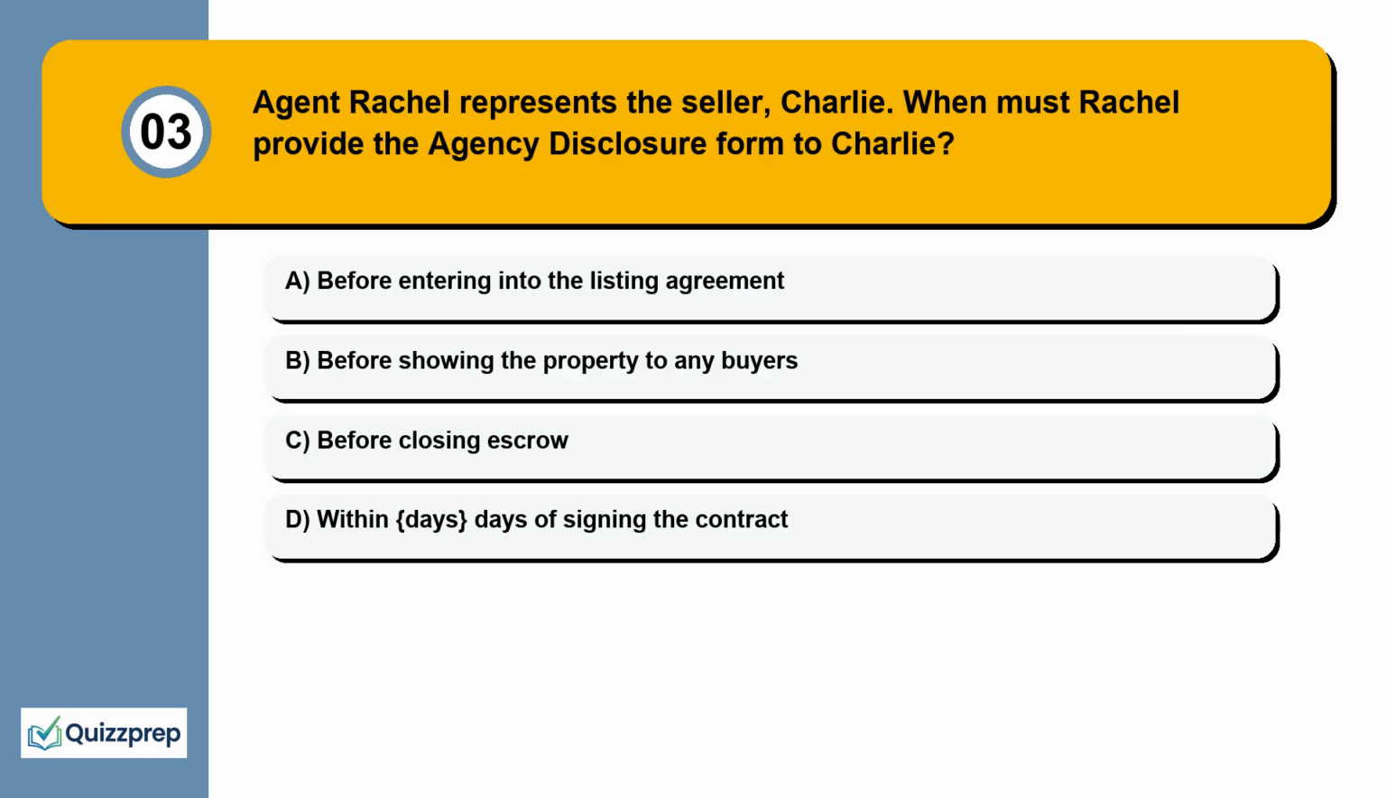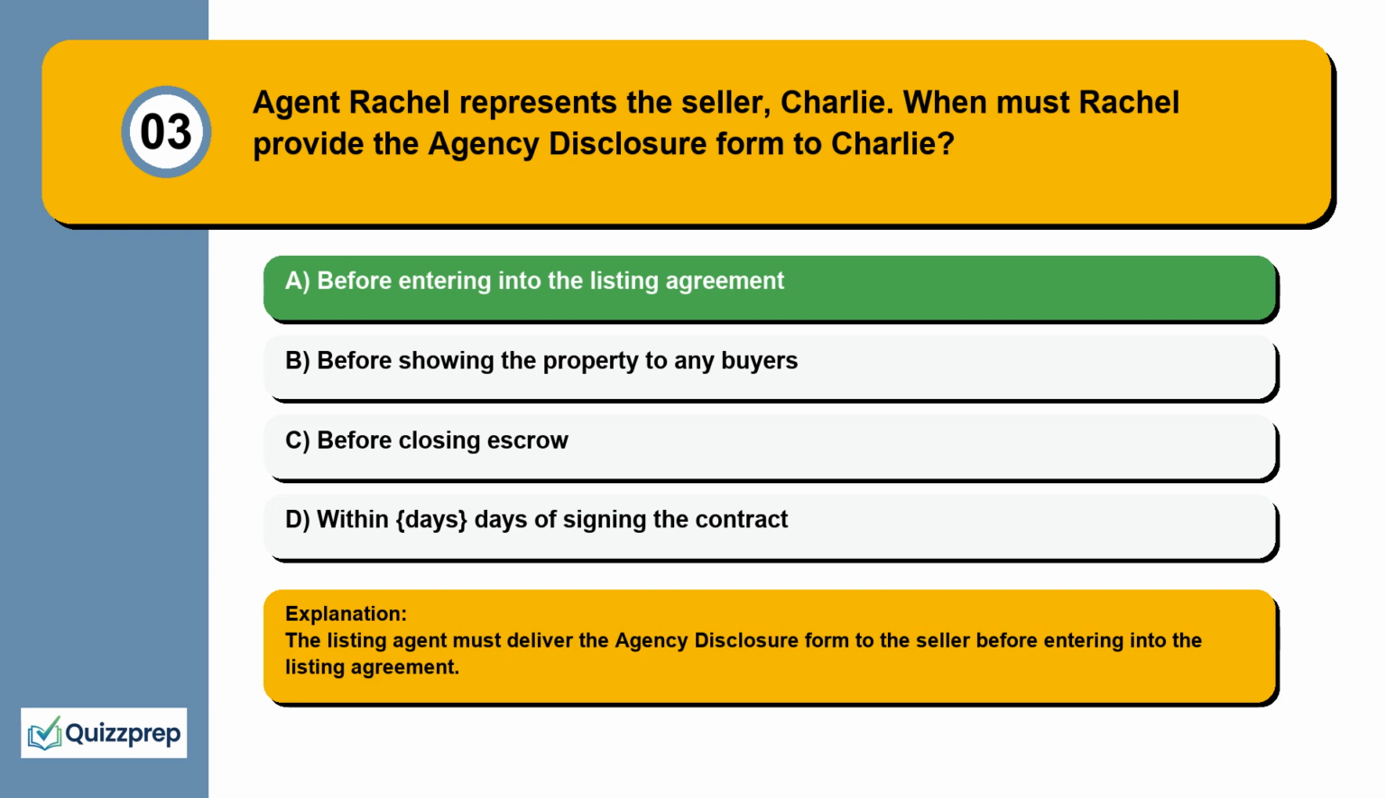Question 3. Agent Rachel represents the seller, Charlie. When must Rachel provide the agency disclosure form to Charlie? Before entering into the listing agreement, before showing the property to any buyers, before closing escrow, within 3 days of signing the contract.